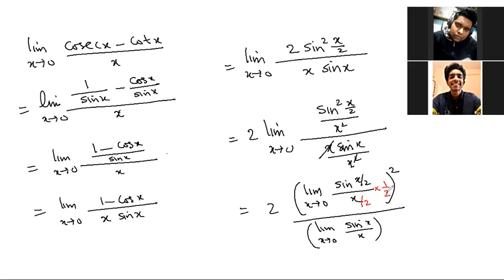So that the denominator becomes 1. And everything now became 1. This also became 1. So now the answer became very easy for me. 2 into 1 into half the whole square upon 1. So 2 into 1 by 4. Answer is 1 by 2.